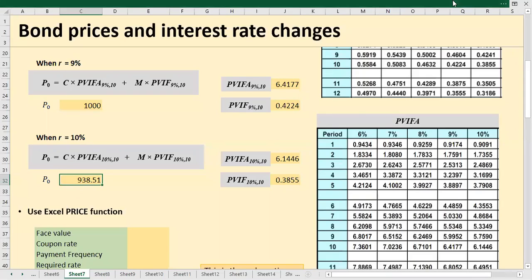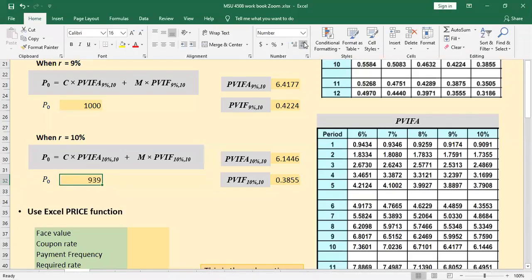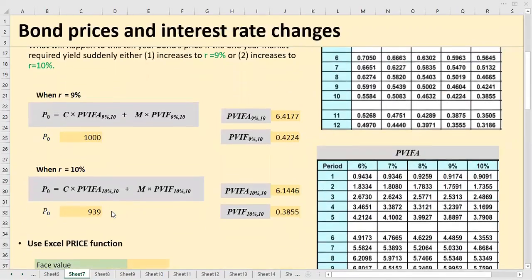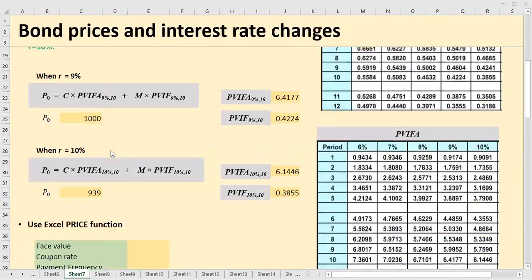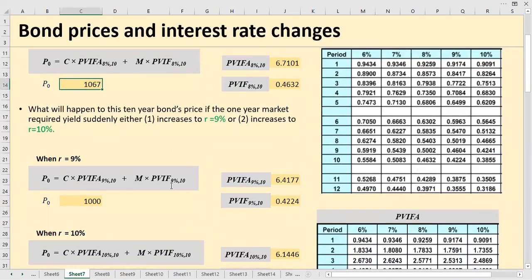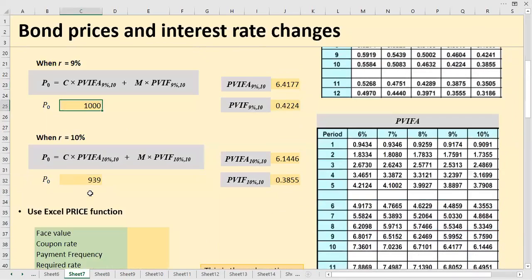938 rupees. Let me round it out. 939. So these are the answers we got. When the required rate of return is 8%, the price was 1067. When the required rate of return is 9%, the price was exactly 1000 rupees. When the required rate of return is 10%, the price was 939 rupees.